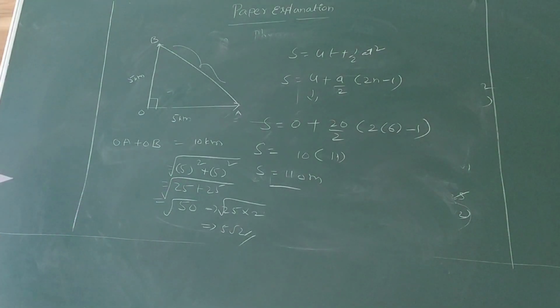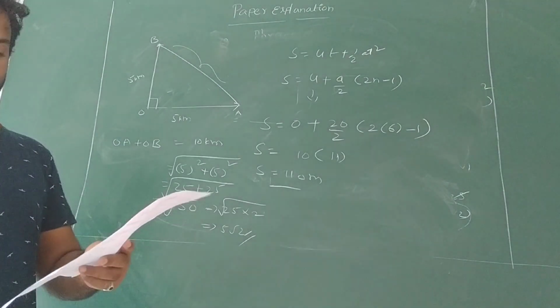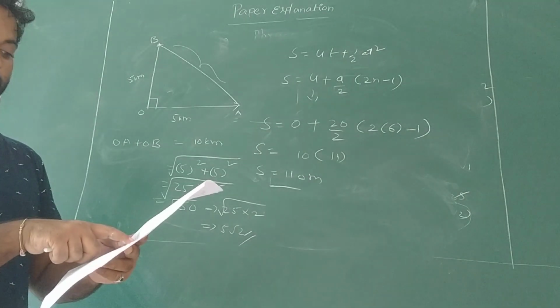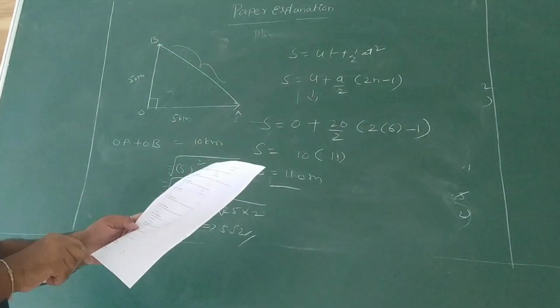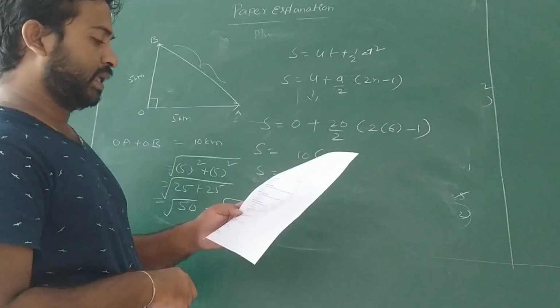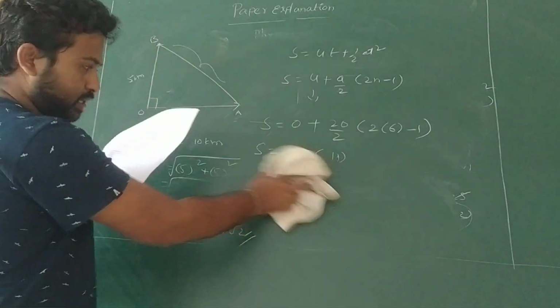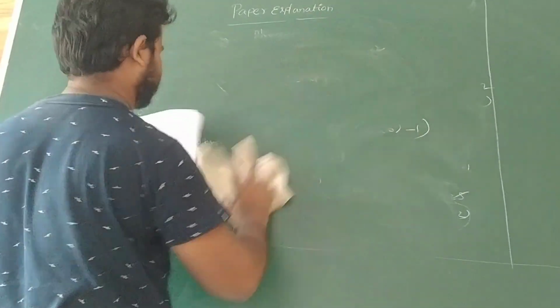The numerical ratio of average velocity to average speed. This question is actually related to the numerical ratio of displacement by distance. The numerical ratio of displacement by distance is nothing but what? Equal to 1 or less than 1. So, last question for this test.